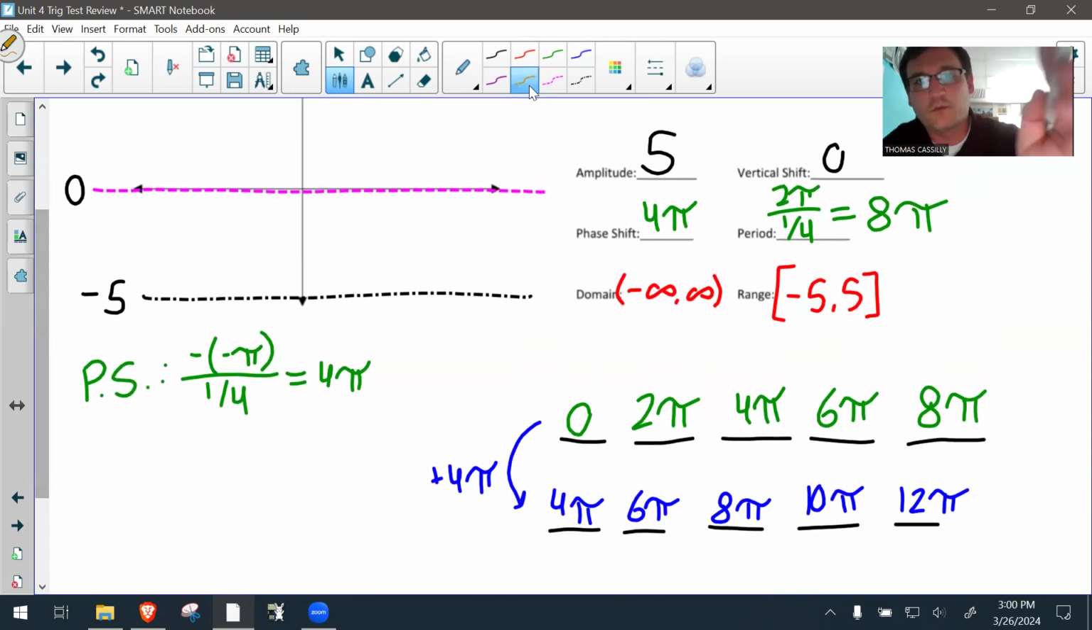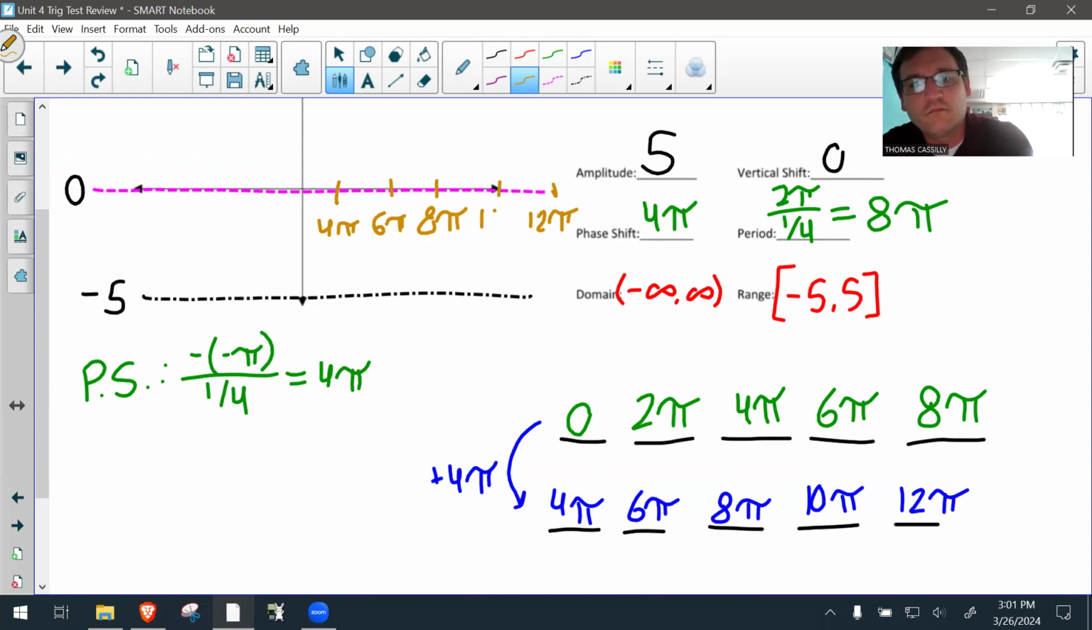So here's what I'm doing. I'm just going to graph those. I don't have much room, so if I say this is 4 pi and this is 12 pi, just kind of make it up as we go. So the middle one is going to be an 8 pi. And then we have a 6 pi right here. And then we have a 10 pi.